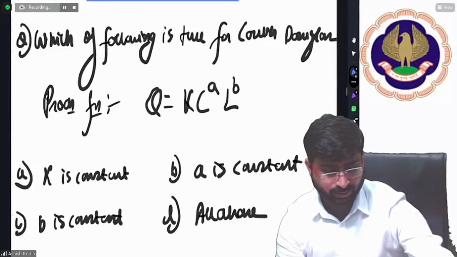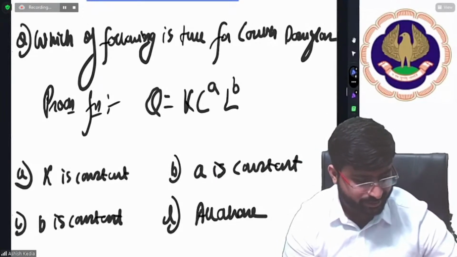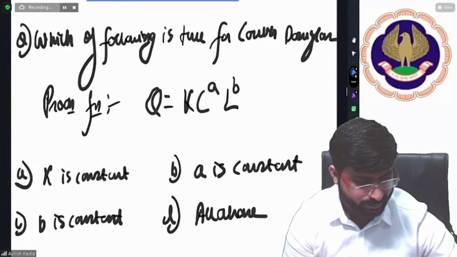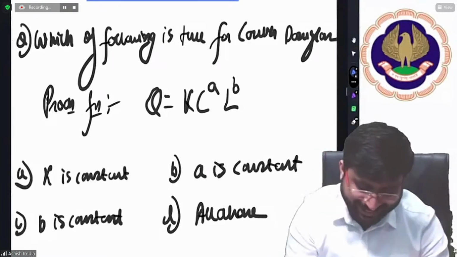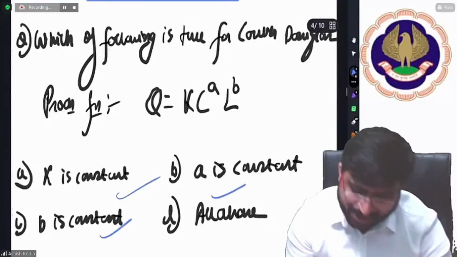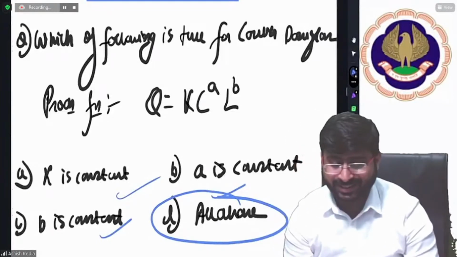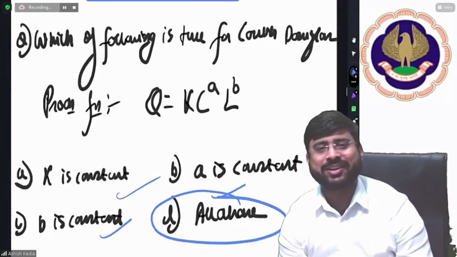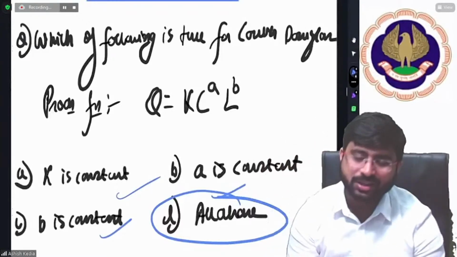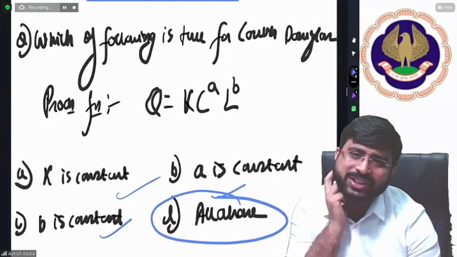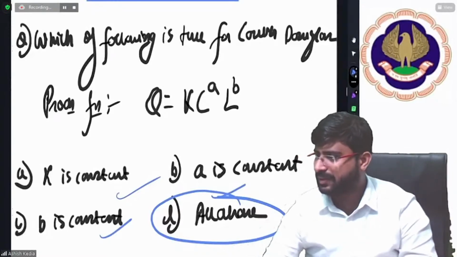Very good. I'm waiting for the answer. So let me give you the answer. Yes, K is constant, A is constant, and B is also constant. So all of the above is true. If you revise the last day's concepts, you will find it out. In the institute's material, it's written, I had discussed it in the last class. K, A, and B, all the three are constant. Please remember this.